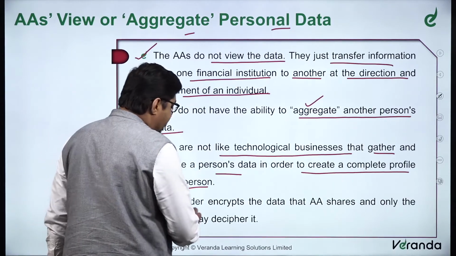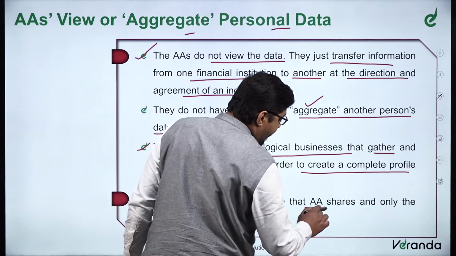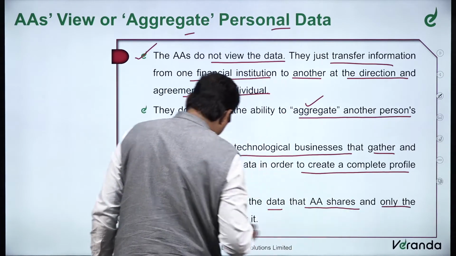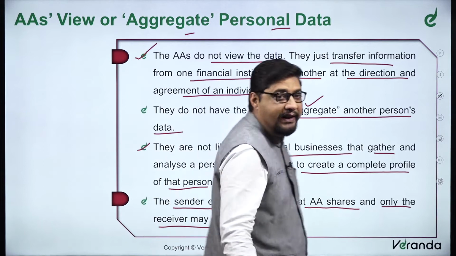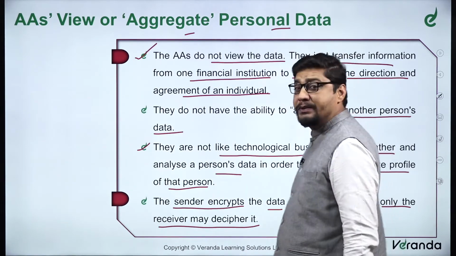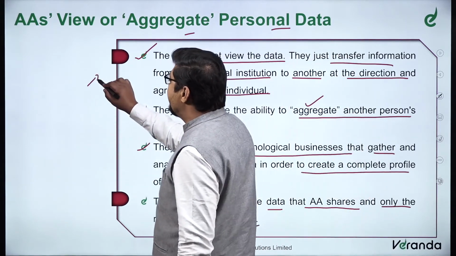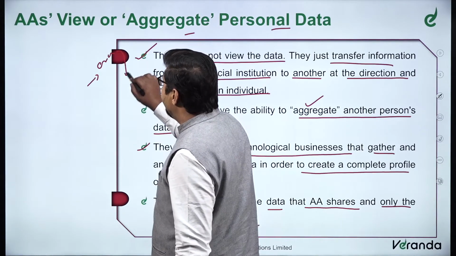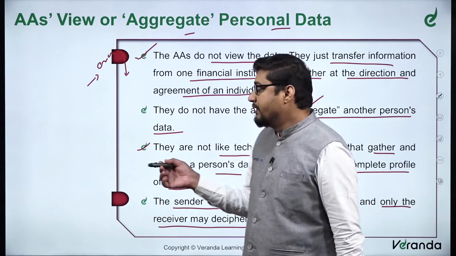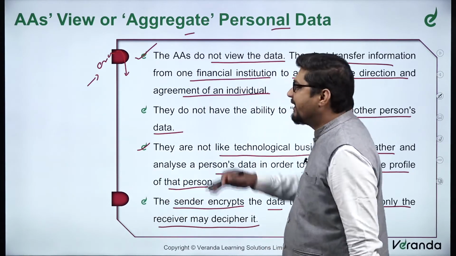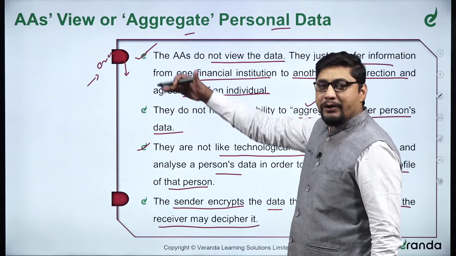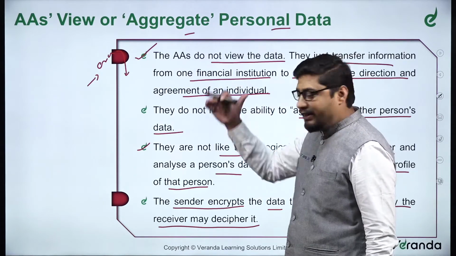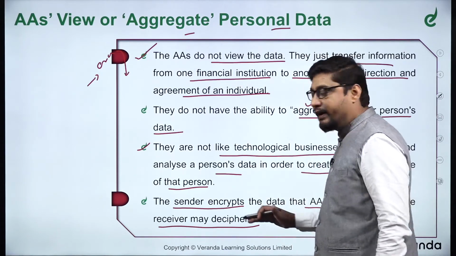Further, the sender encrypts the data that the account aggregator shares, and only the receiver may decipher it. So it is like what WhatsApp says. On WhatsApp you text, the message is getting encrypted, and then the receiver at their end will be able to decipher it. So other persons are not able to see this. That is what WhatsApp or even Facebook says they are doing, but we don't know how much they are doing. But here in the account aggregator, this will be done.